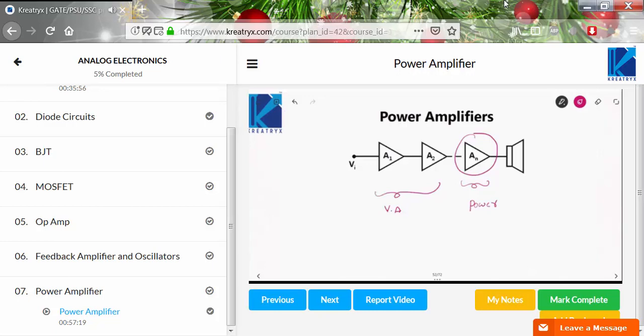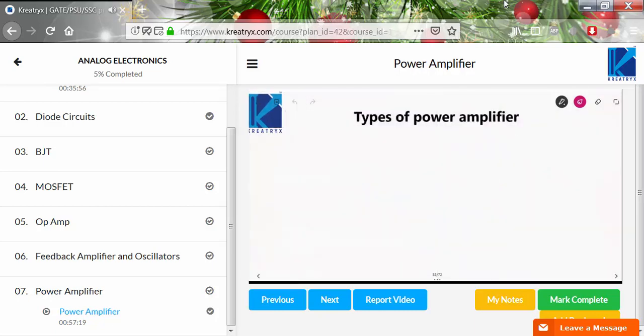Next, coming to the performance of a power amplifier, it can be measured in terms of two parameters actually. One is conversion efficiency and another one is figure of merit. I will explain this in detail in future lectures, right? What is efficiency and figure of merit.